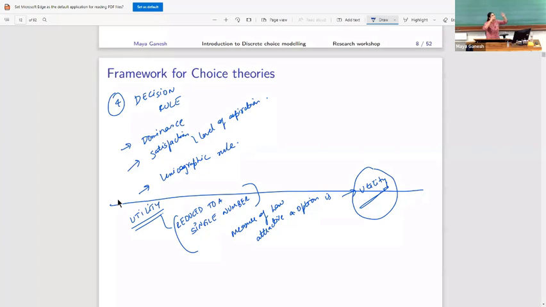Arrive at this one single number for what is the utility that this option is giving to me? What is the utility that the second option or alternative is giving to me? What is the utility that this third option or alternative is giving to me? Is that okay? Are there any questions here?